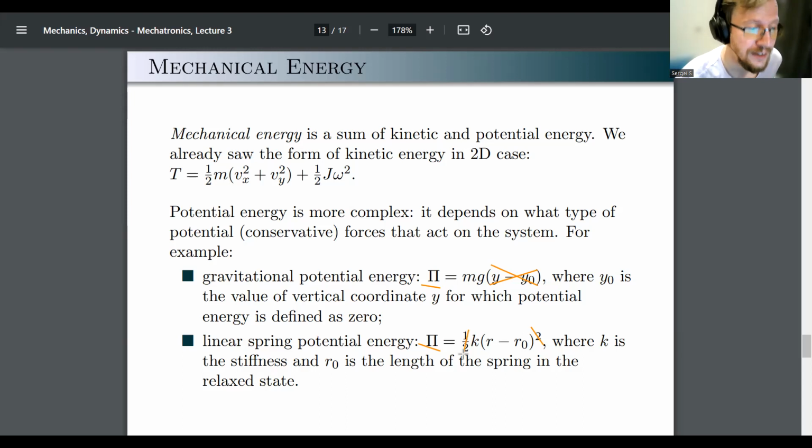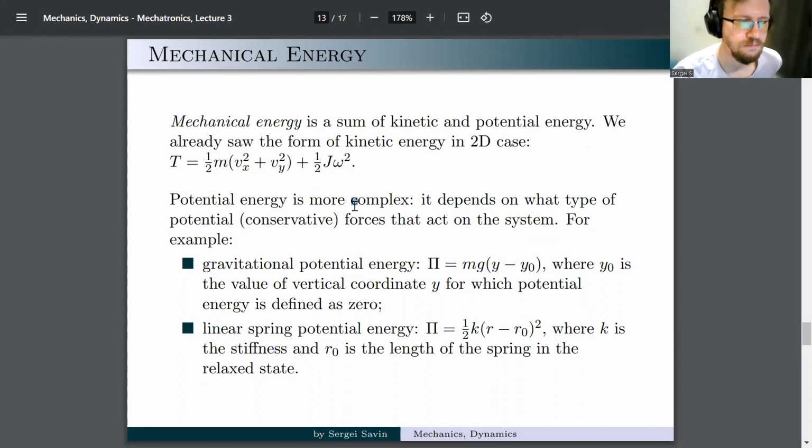By the way, an angular spring has exactly the same expression, so you can use it for angular springs too. All right, so that is potential energy. You need to remember the source of potential energy to compute it. Elastic deformation and gravitational forces are the most typical sources of potential energy.